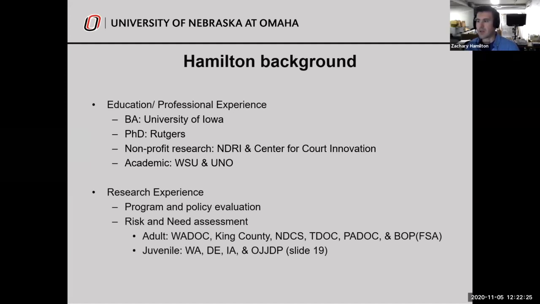As for my academic experience prior to arriving at UNO, I was an assistant and then an associate professor at Washington State University for nearly 10 years before eventually coming here this summer. As far as what I do for my living, my research experience, I have a lot of program and policy evaluation experience. Most of my publications are around that sort of area, but in the last 5 to 10 years, I've focused almost exclusively on risk and needs assessment, building several adult and juvenile tools. I've built the Washington State Department of Corrections risk assessment, currently called the Strong R.